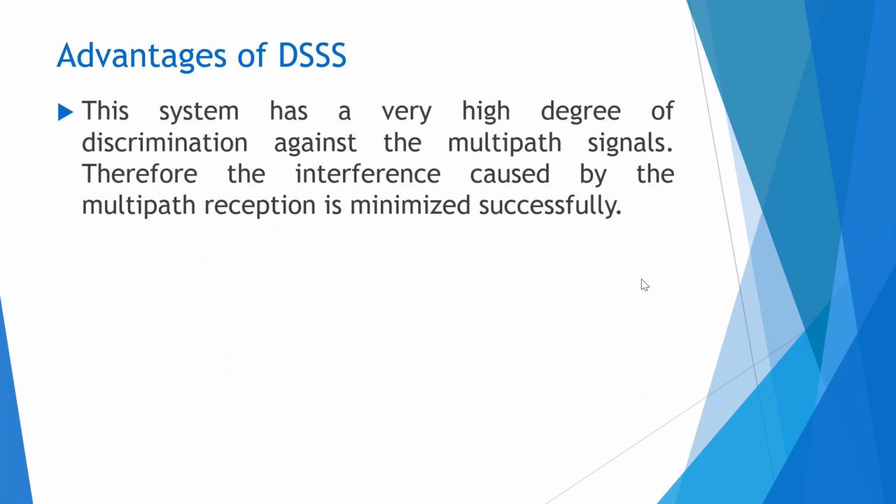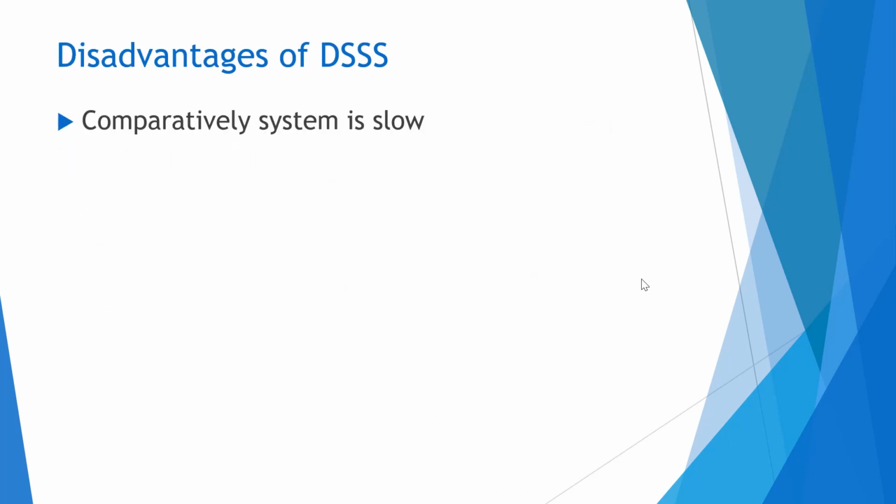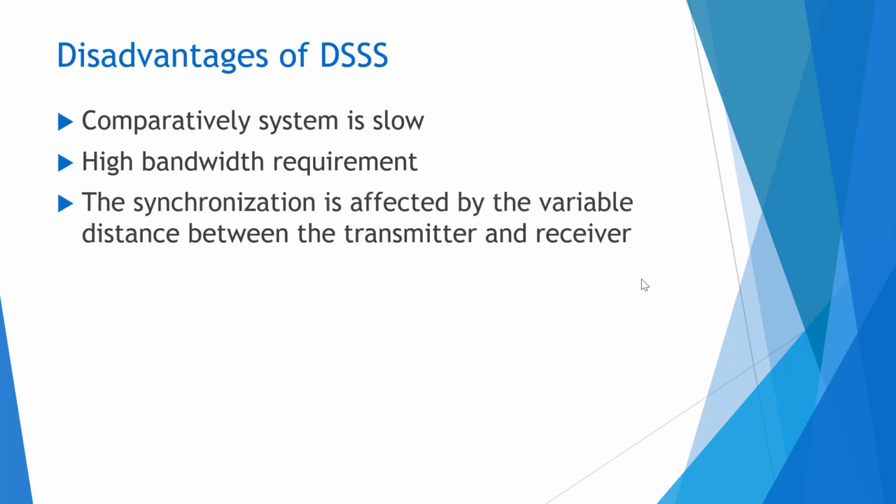Now we'll see some advantages. The system has a very high degree of discrimination against multipath signals. Therefore, the interference caused by multipath reception is minimized successfully. It has better noise immunity. The system combats intentional interference most effectively. Coming to the disadvantages, comparatively the system is slow if you compare it with FHSS. It requires high bandwidth. Then the synchronization is affected by the variable distance between the transmitter and the receiver.